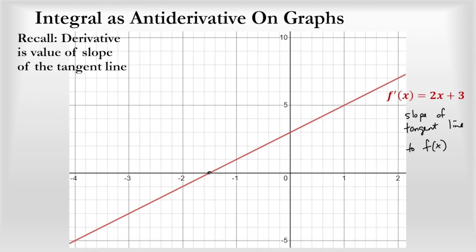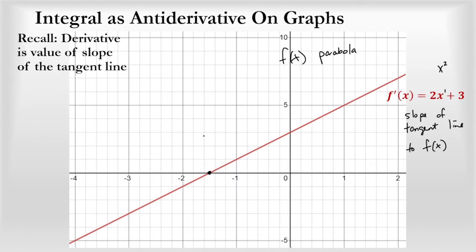Just looking at the graph, I can think about what the original function was. The tangent line to the original function has a negative slope, goes to 0, has a positive slope. I'm inferring, appealing to your knowledge of derivatives. In order to have x to the first when I took the derivative, I began with an x squared. So I know that the original function, f of x, is a parabola.